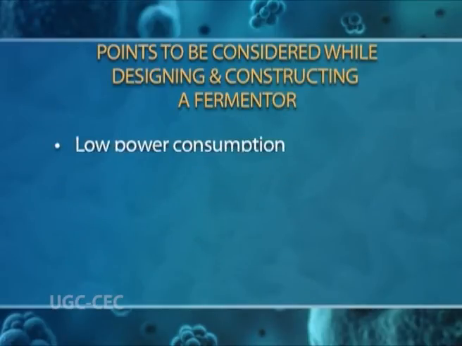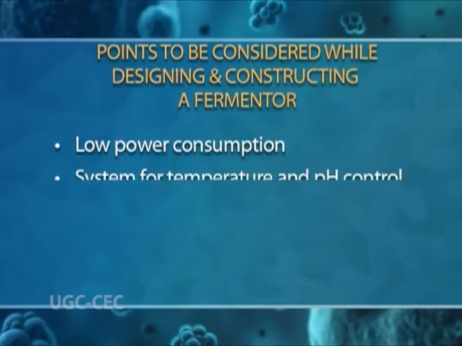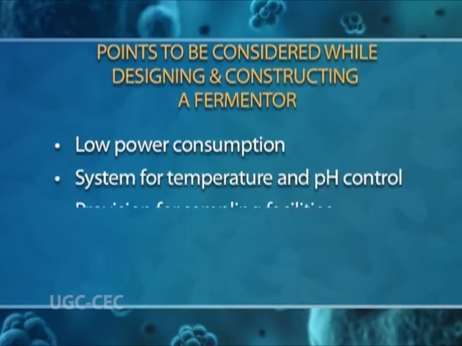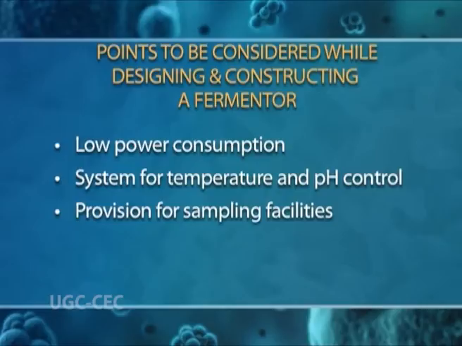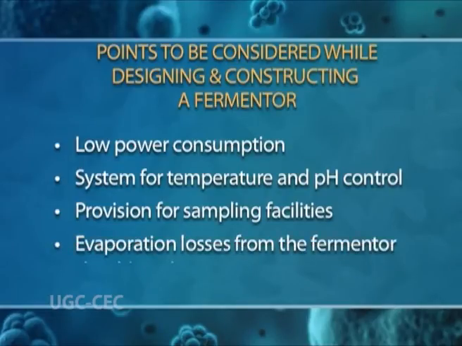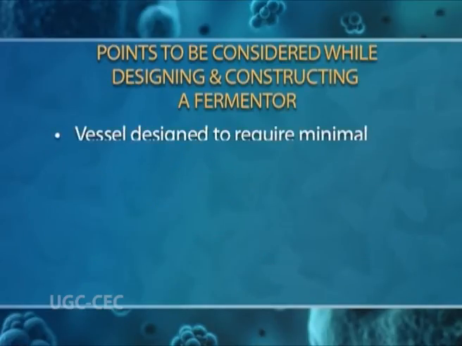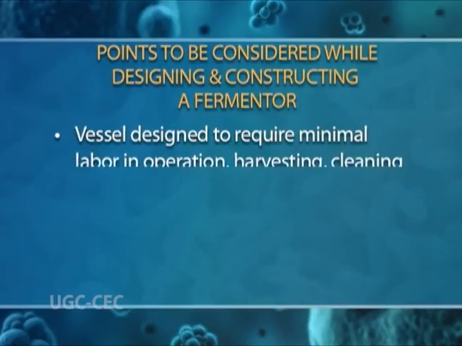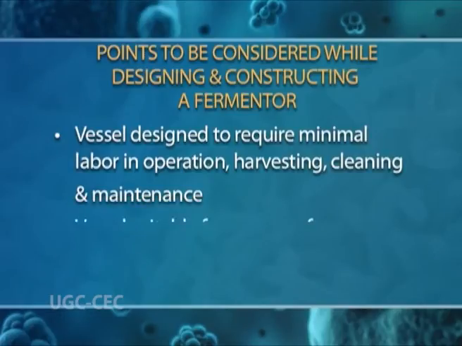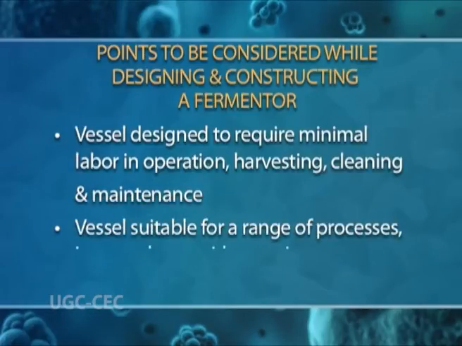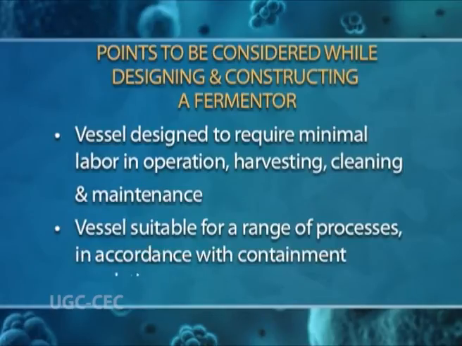Power consumption should be as low as possible. A system of temperature and pH control should be provided. Sampling facilities should be provided. Evaporation losses from the fermenter should not be excessive. The vessel should be designed to require the minimal use of labor in operation, harvesting, cleaning and maintenance. Ideally, the vessel should be suitable for a range of processes, but this may be restricted because of containment regulations.